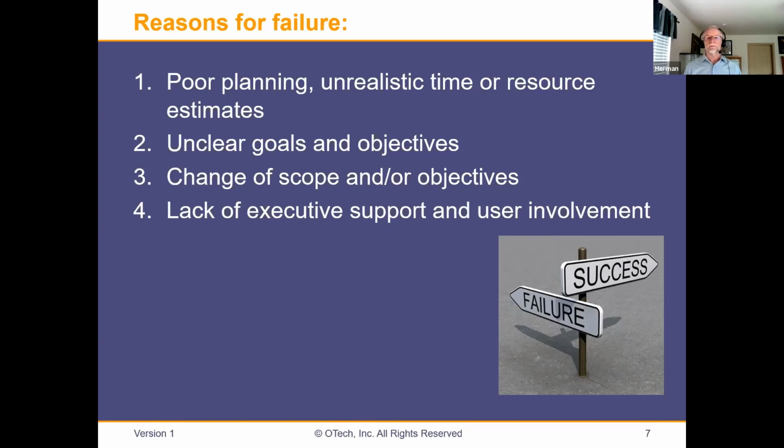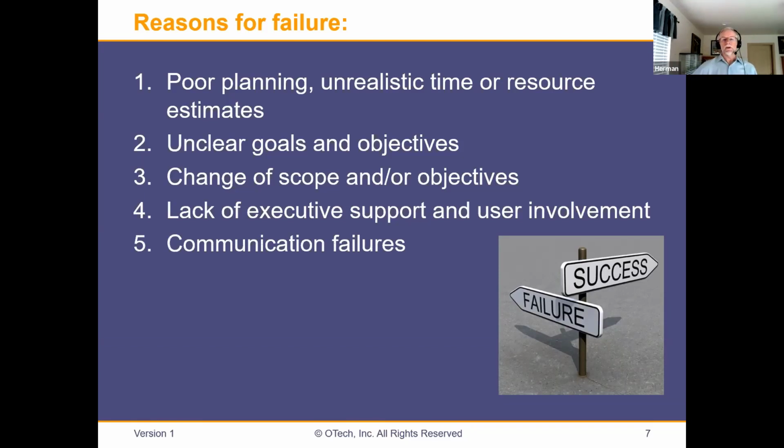Now, why is it that maybe that radiologist says, I don't like it? Because maybe he was never involved with the selection. Maybe we didn't have a buy-in, right? So executive support and user involvement are critical for the success.